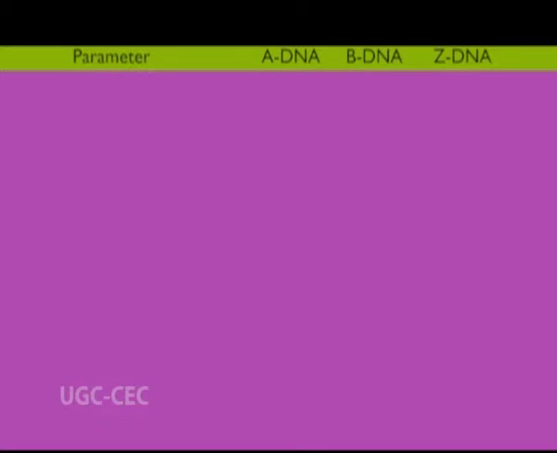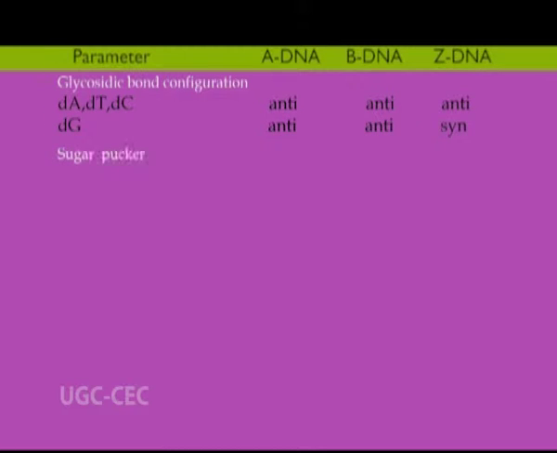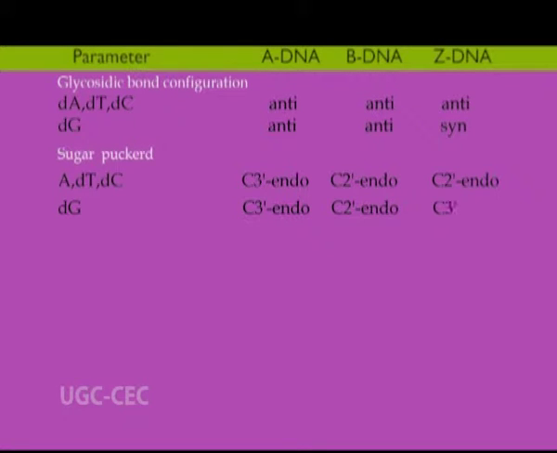Next parameter is glycosidic bond configuration. For deoxyadenine, deoxythymine, deoxycytosine, for A DNA it is anti, for B DNA it is anti, and for Z DNA anti; for deoxyguanine it is anti, anti, and syn. Next parameter is sugar pucker. For A DNA it is C3' endo, for B DNA it is C2' endo, for Z DNA C2' endo, while deoxyguanine has C3' endo, C2' endo, C3' endo.